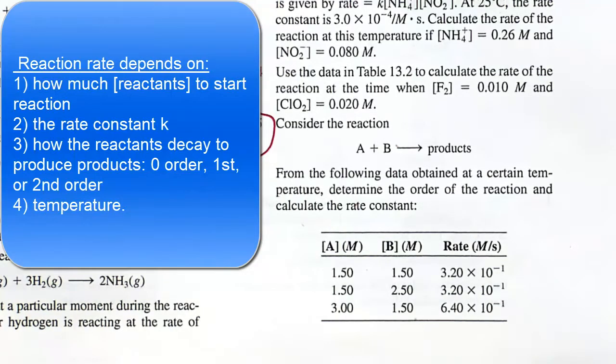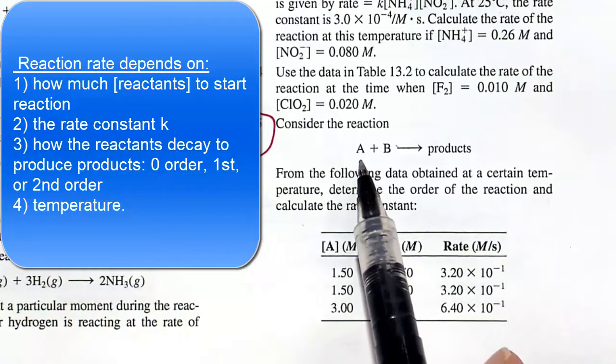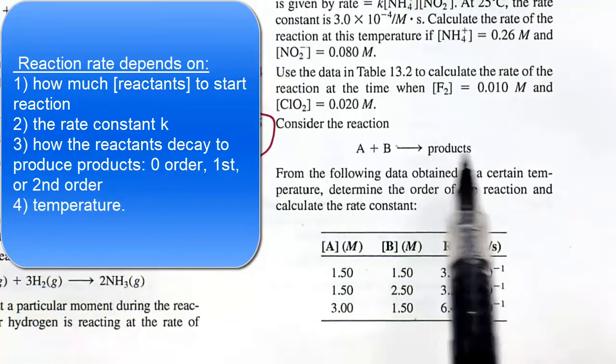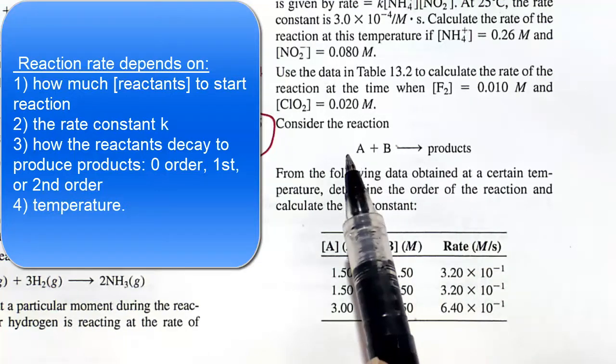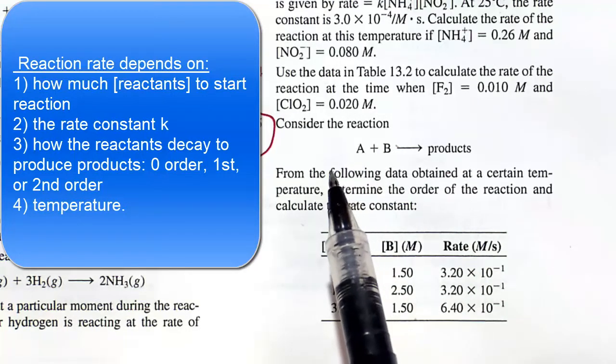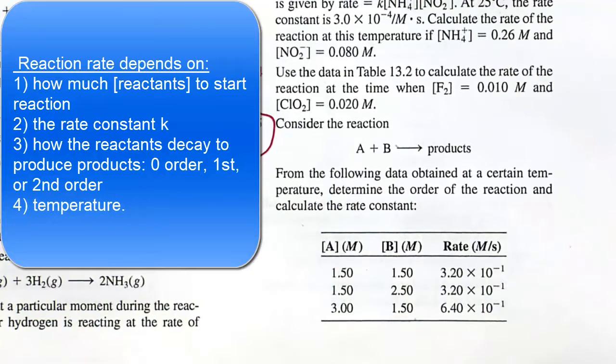It also depends on the rate law constant, which is lowercase k. And it also depends on how fast these decay. A is going to decay to give you some of the products. B is going to decay, and that will give you some of the products. So how do these decay? They decay through exponents.